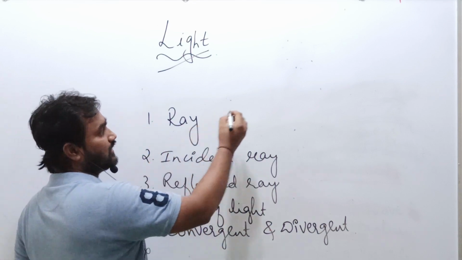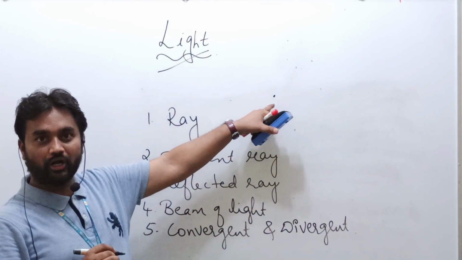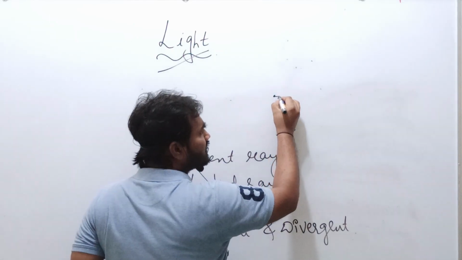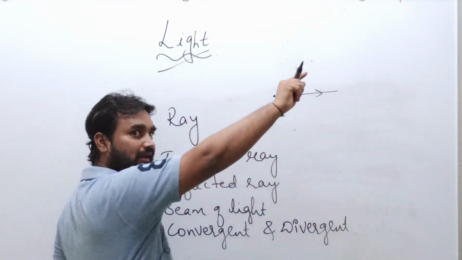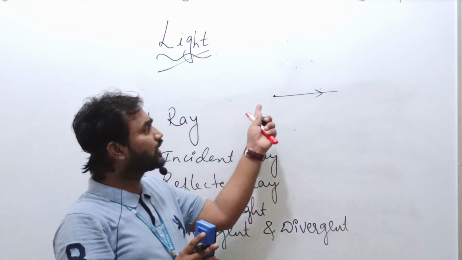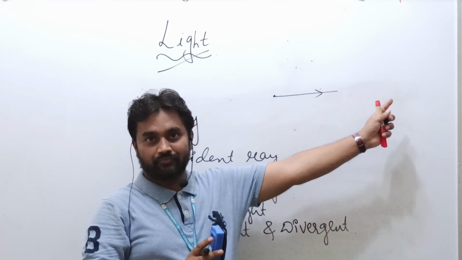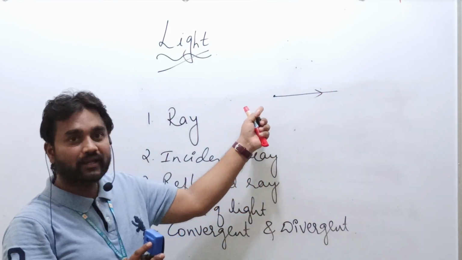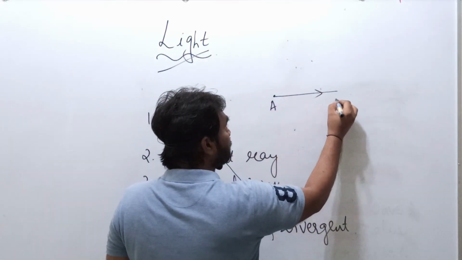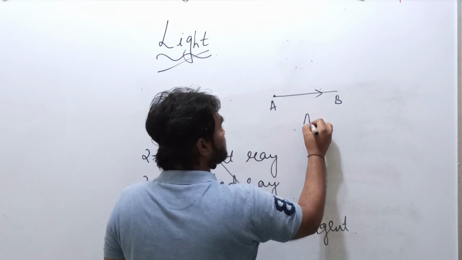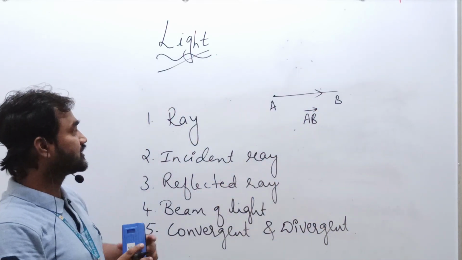You all know a ray is a line which has one starting point. From this point, it can be stretched beyond in one direction. You can draw an unlimited, infinite line. So that is a ray, which has one end point. If I name it A, B, then ray AB is represented by AB. Ray AB. So this is a ray.